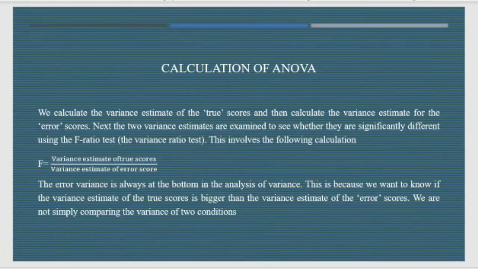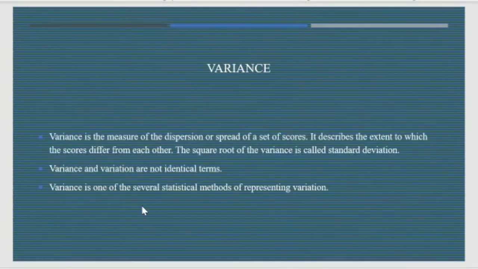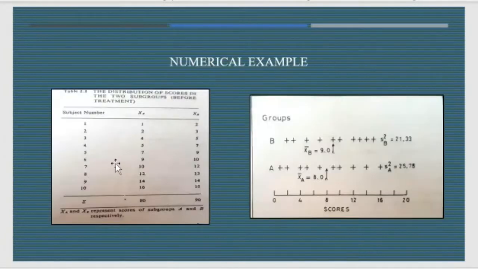Now we are discussing variance. Variance means the spread of the score around mean. So if we take square of standard deviation, that will be variance. And in variance, we don't have any sign, because as we are taking the square of standard deviation, sign will not be there. Another thing we discussed, that variance and variation are not identical. They are similar, but they are not identical. We can say that variance is the statistical method of representing variation, one of the statistical methods.